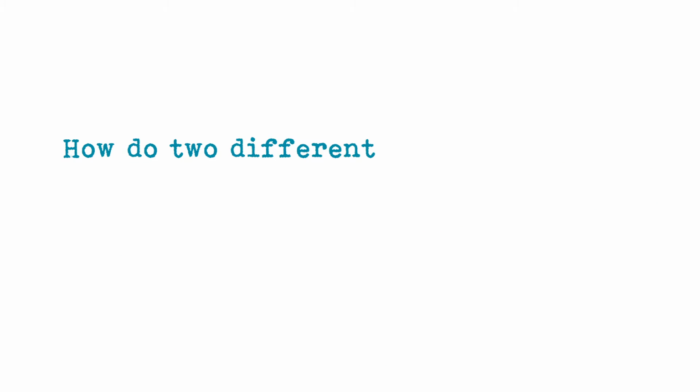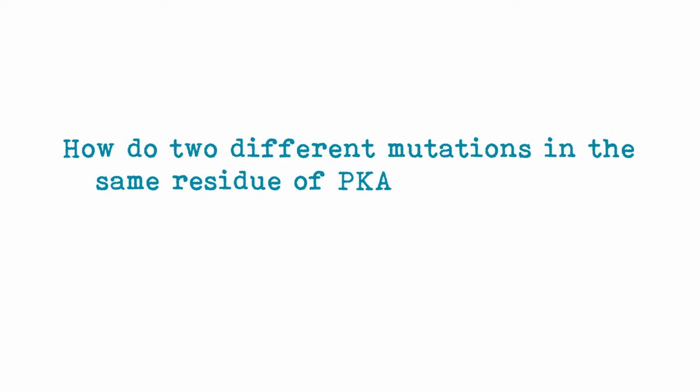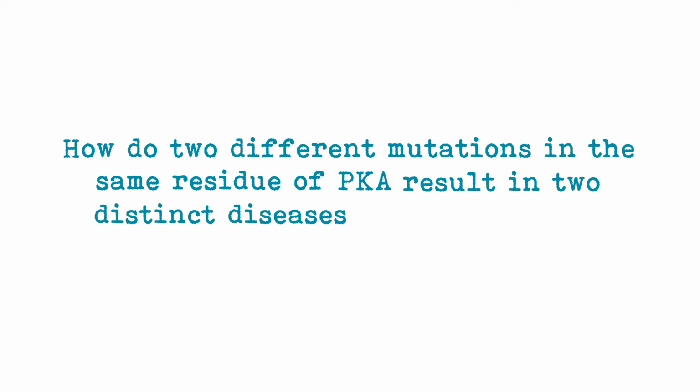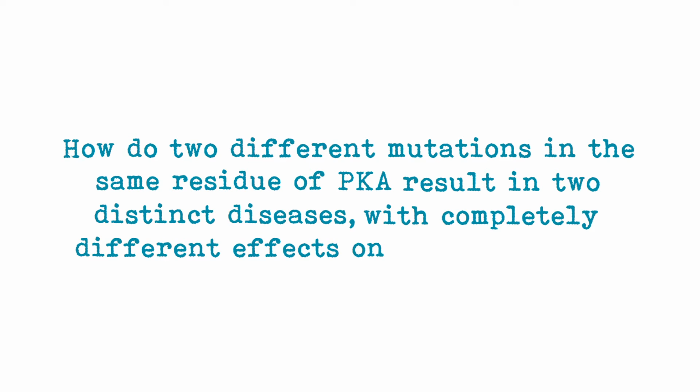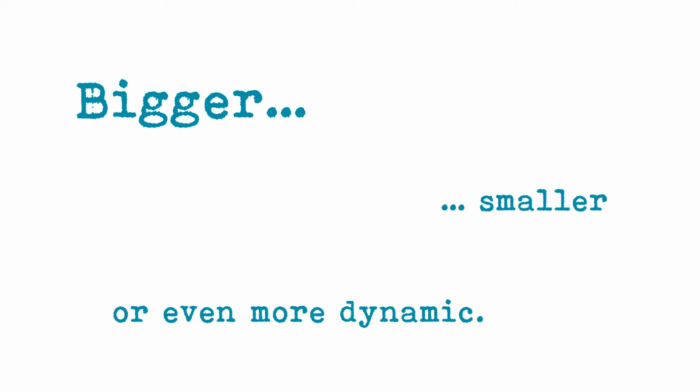So, how do two different mutations in the same residue of PKA result in two distinct diseases with completely different effects on PKA regulation? Well, all this information gathered from the PyVOL analysis showed us that one small change in the protein structure can completely alter the volume of the pocket, making it bigger and smaller, or even more dynamic.